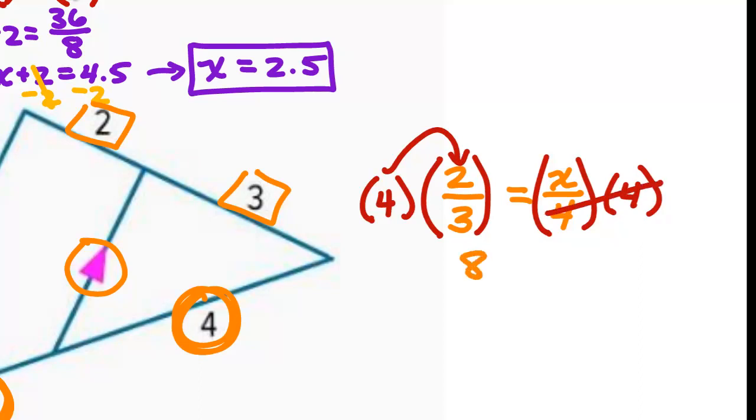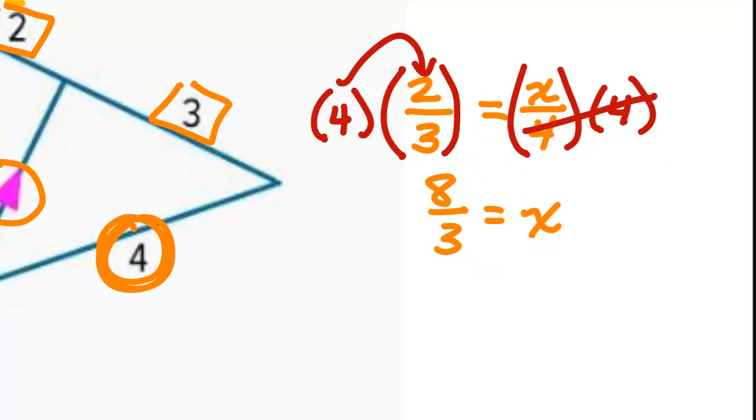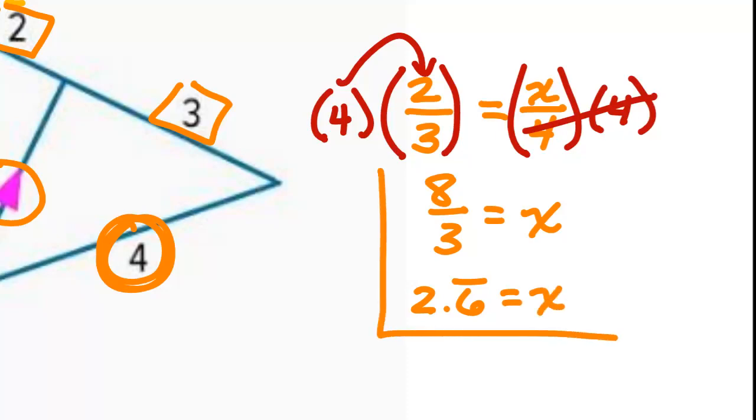So then I would have 8 over 3 equals x, which is a fully simplified fraction. Nothing that goes into 8 also goes into 3. So I could leave it like that as my final answer, or I could pop it into my calculator, and you get 2.6 repeating. So either one of those would be correct.